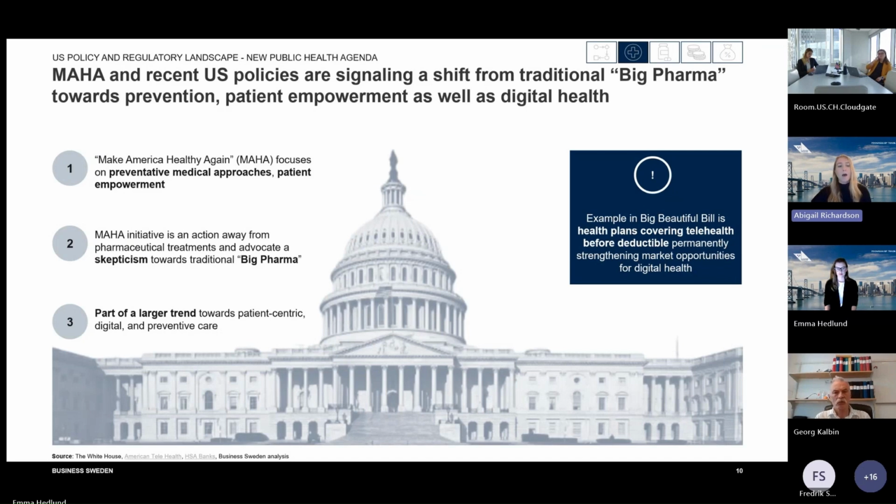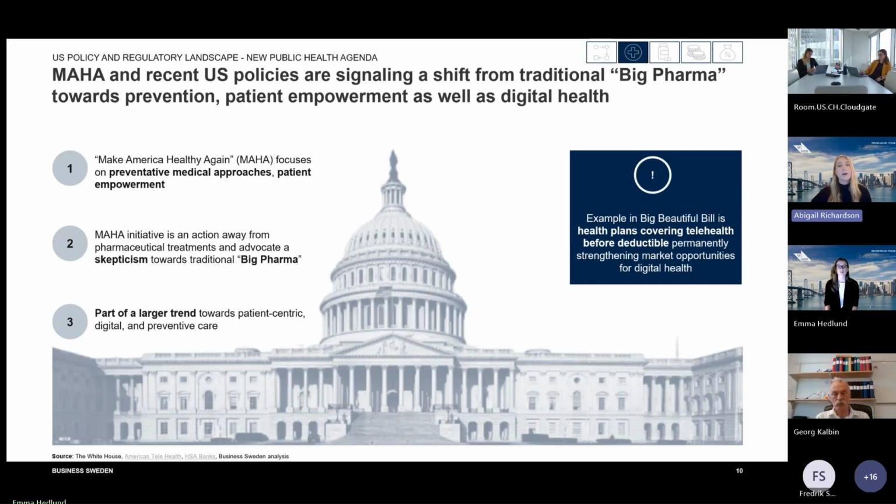But for Swedish companies specifically, MAHA is definitely shifting market priorities away from reactive, pharma-based treatments, and more towards digital health, which Sweden is very strong in, preventative solutions and patient engagement. So definitely for Swedish companies that are active in digital health, remote monitoring, nutrition, diagnostics, or mental health, this could be a really key moment to position your solutions and how they align with MAHA and the prevention movement that we're seeing here in the U.S.